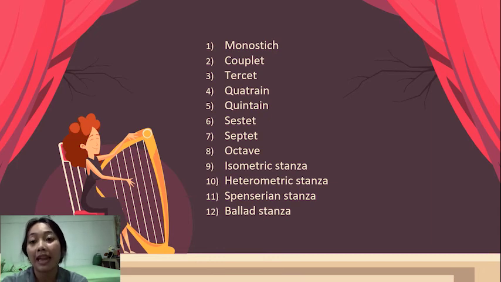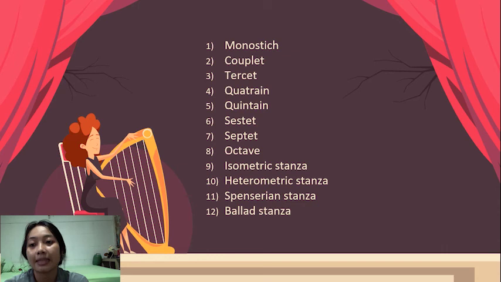The more lines a stanza has, the more varieties of rhyme and meter pattern. And then isometric stanza. Isometric stanzas have the same syllabic beats or the same meter in every line. And then heterometric stanza is a stanza in which every line is a different length.